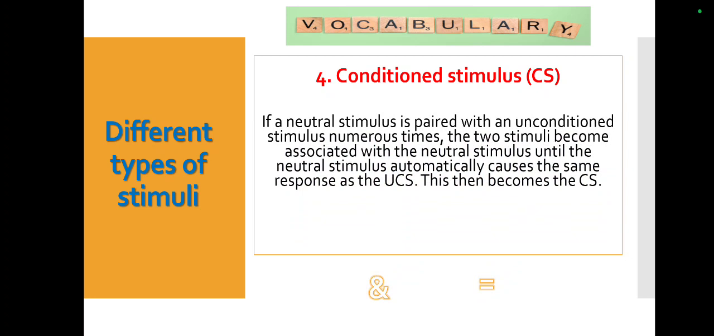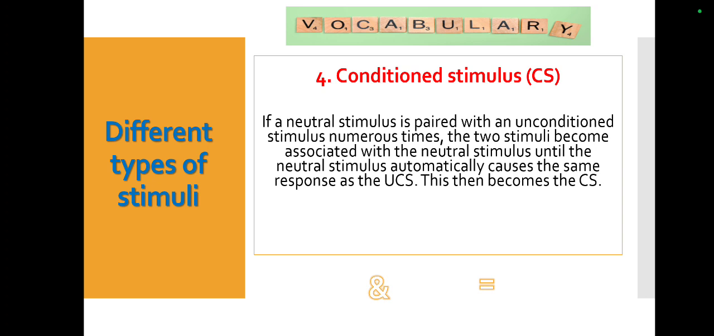So in my little example, remember that's going to be the feather. The conditioned stimulus is whatever the neutral stimulus was to begin with. It becomes conditioned. It becomes something that you have learnt to respond to. So if we're training somebody to go through conditioning, that's because these two stimuli have been paired together.